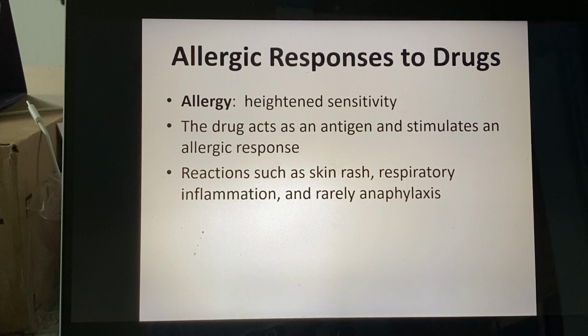You're not going to see the reaction usually the first time you take the drug. It's the second and third and fourth, and hopefully there will only be a second time, because after that you'll know that you're allergic to it. But that's what allergy is. It's just a super heightened sensitivity to a drug.